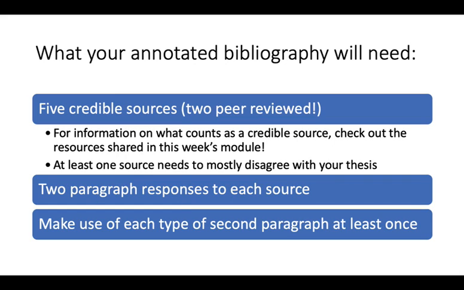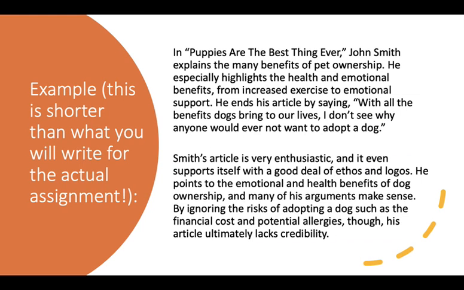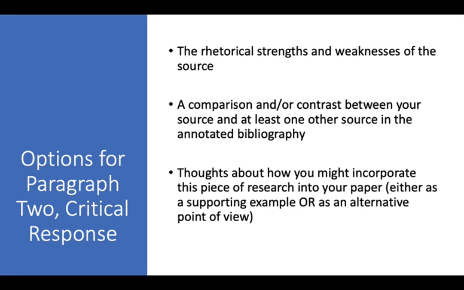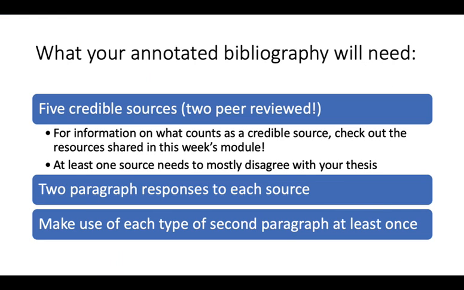So a good way to think of this, you might not even know what your thesis is when you start your research, but making sure that you have many different articles from multiple points of view is a good way to think about this. You should have a 2-paragraph response to each source, like I just showed. And then you should make use of each type of second paragraph at least once. So if you remember over here, I gave you these 3 options. You should use each of these at least once in your annotated bibliography.